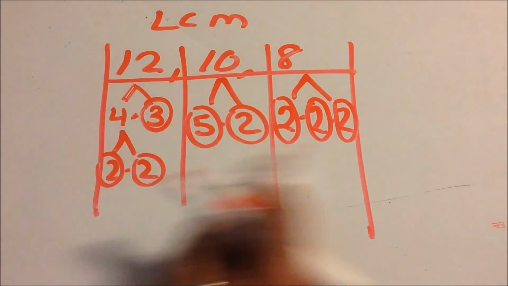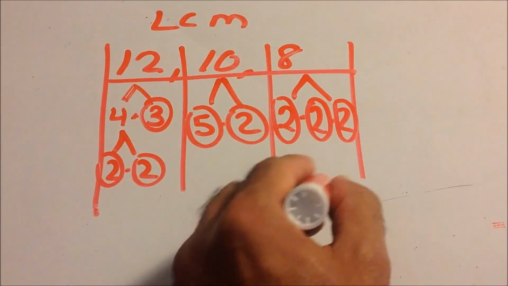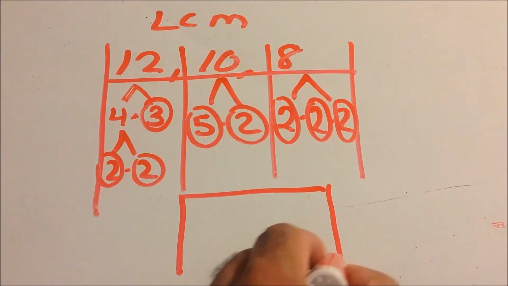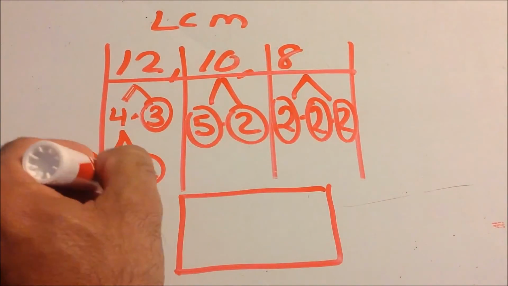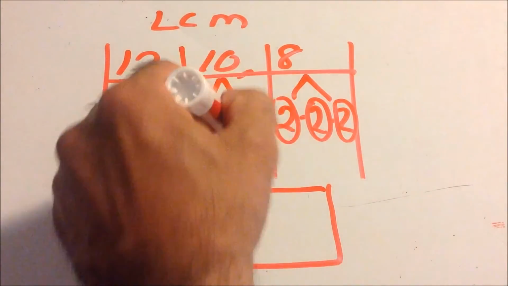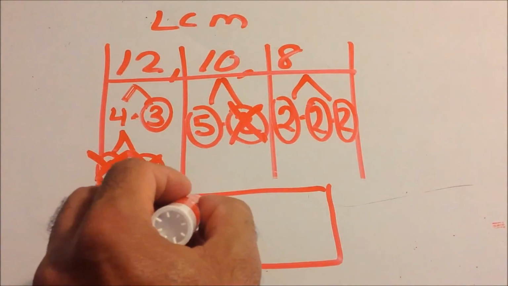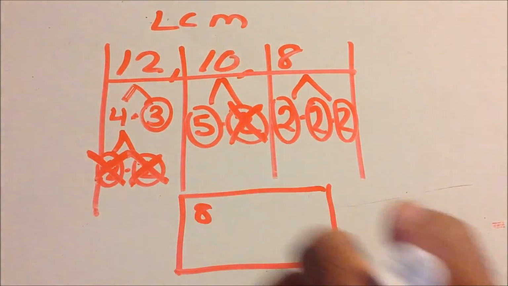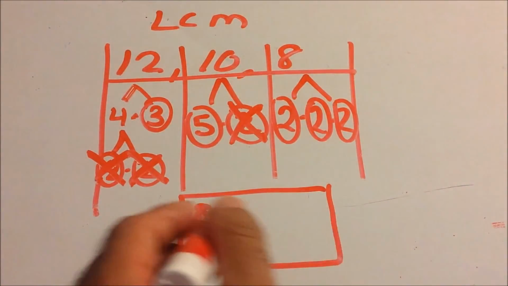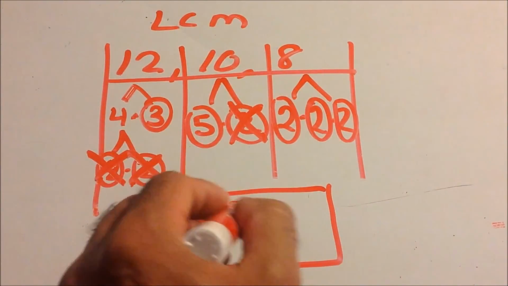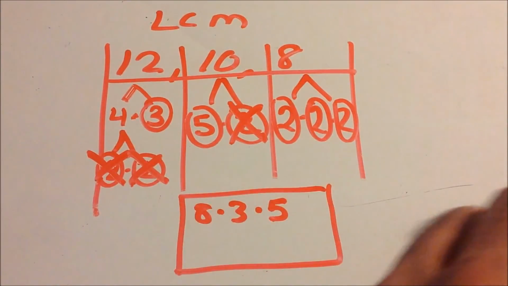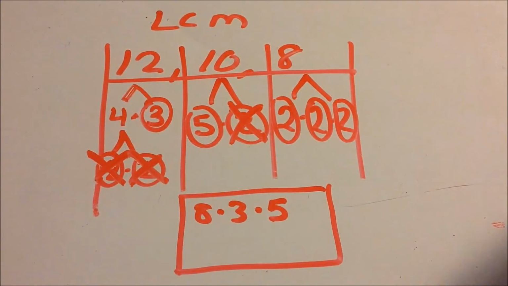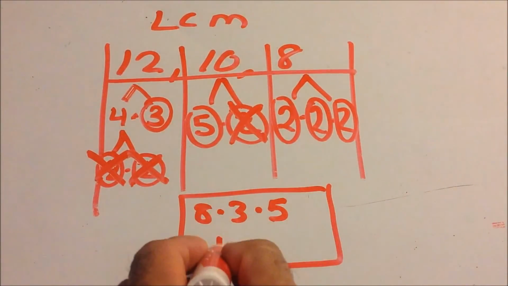Again, what do we do next? We make our multiplication box. Who has the most 2s? The 8 does. So we don't want those 2s, and we don't want that 2. So we're left with just 8, because 2 times 2 times 2 is 8. Who has the most 3s? The 12 does. And who has the most 5s? The 10. So we just multiply 8 times 5 times 3. And we get an LCM of 120.